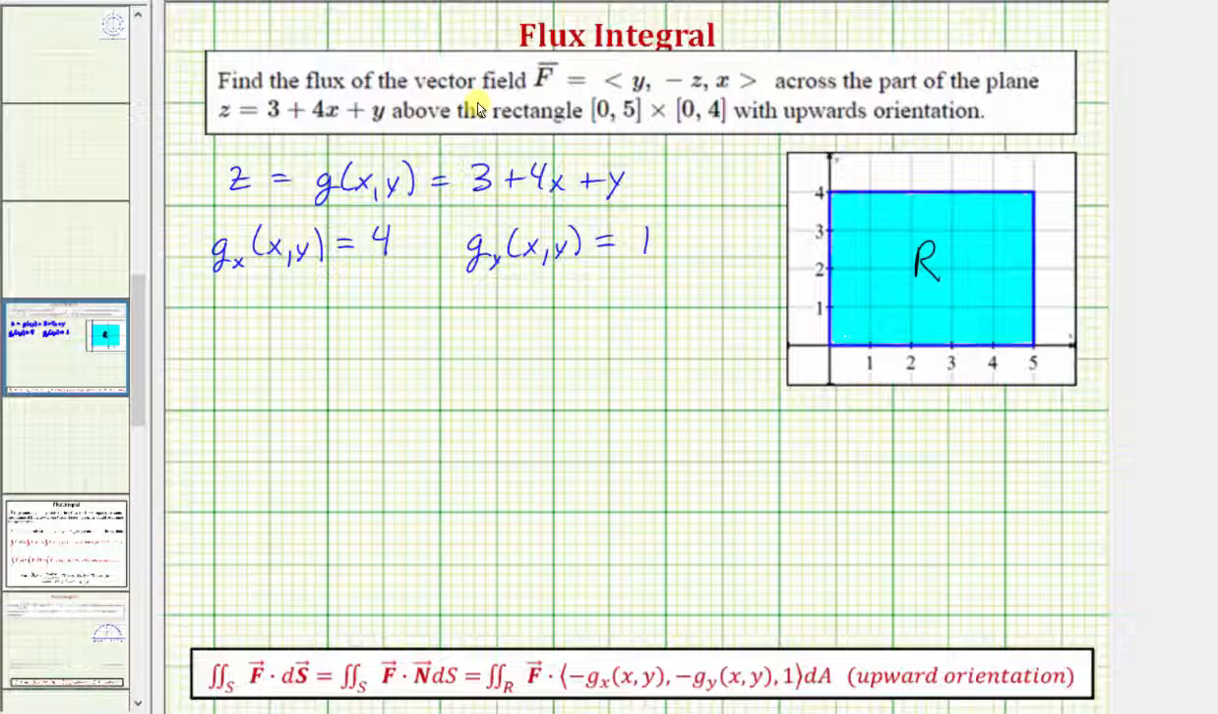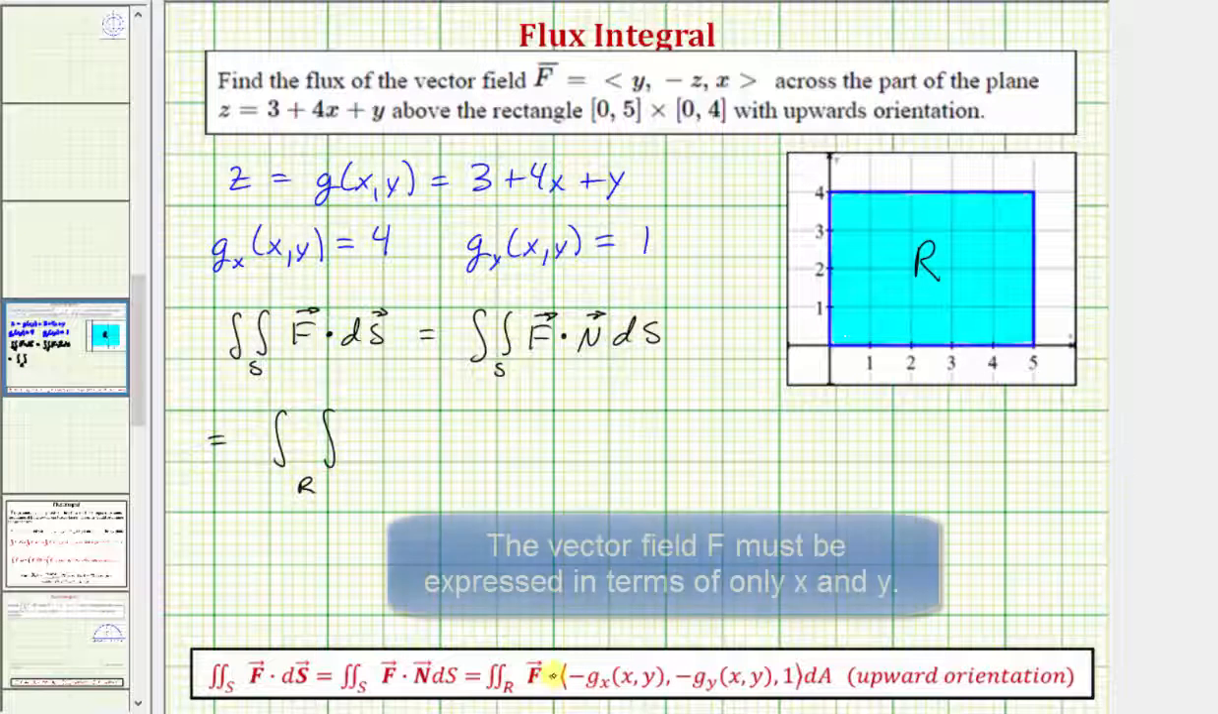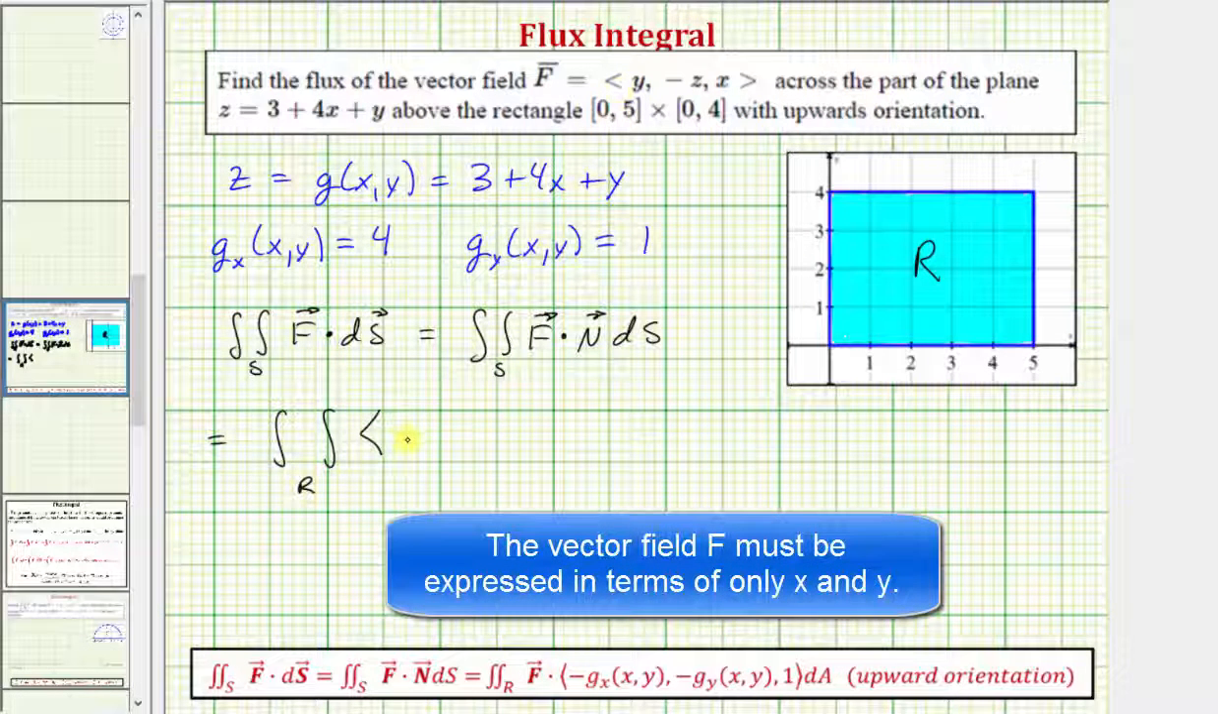So again, the flux integral is normally given in one of these first two forms, where we have the double integral over the surface S of F dot dS, which equals a double integral over the surface S of F dot n dS, where notice this dS represents a small change in vector area, and this dS represents a small change in surface area. So these double integrals over the surface S are equal to the double integral over the region R of the vector field F, which has an x component of y.